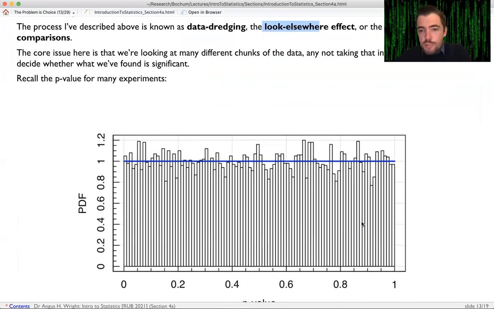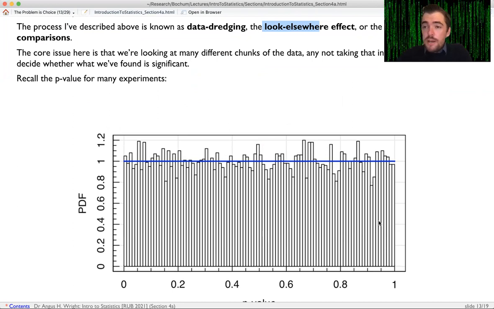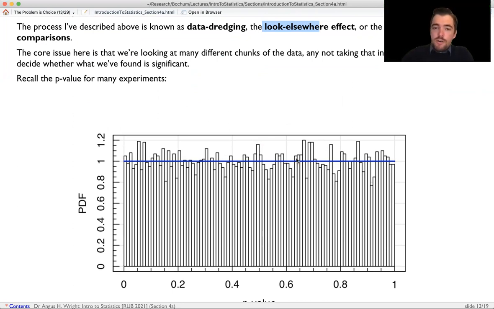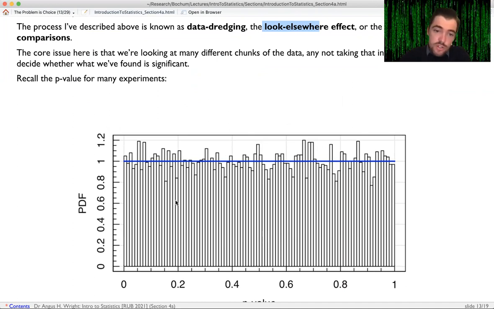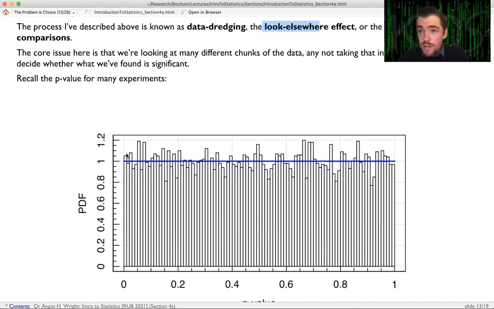Remember that we said that the p-value for many experiments looks like a top hat, looks like a uniform distribution from 0 to 1. If I find one variable that has a p-value of 0.5, and I go, okay, don't care about that one. I then find another that has 0.8, another that has 0.2, another that has 0.9, another that has 0.5, and then all of a sudden I found one that has 0.02, and then I say, aha, significance, right?